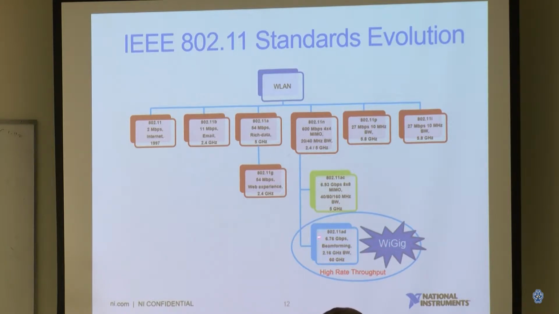You can see the data streaming can go up to 6.76 gigabytes per second. So they can do beamforming with 2.16 gigahertz bandwidth, and the carrier frequency is around 60 gigahertz, the unlicensed band. With this wide gigahertz, you have really high rate throughput, like in-home studio and data streaming can be really fast with this 2.1 gigahertz bandwidth.